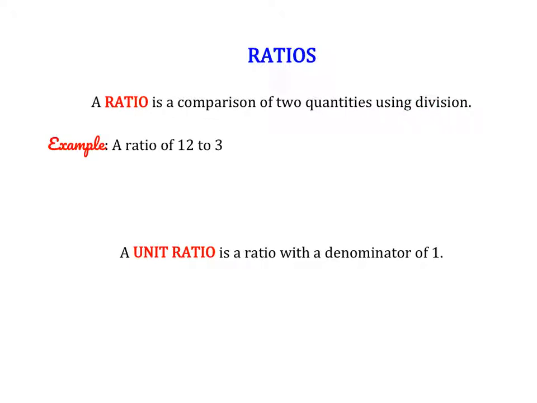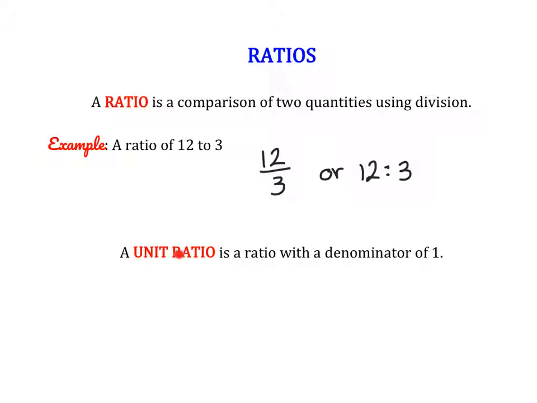For example, if you are told that something has a ratio of 12 to 3, the way you can write it is like this, 12 over 3. That's one way you can represent a ratio. Or you can write it like this, 12 to 3. Either way represents a ratio.